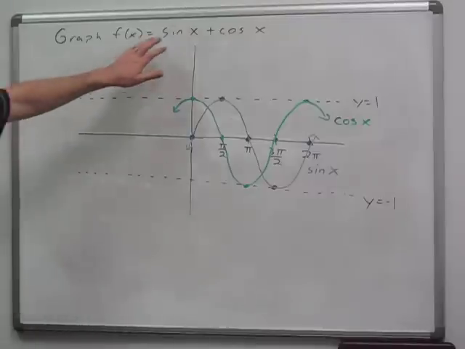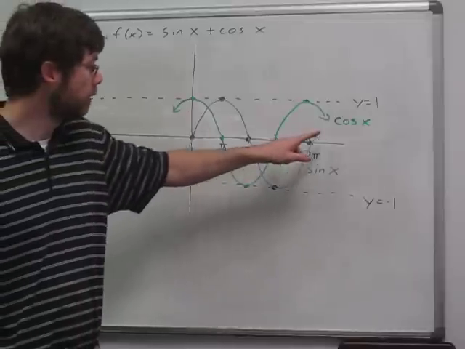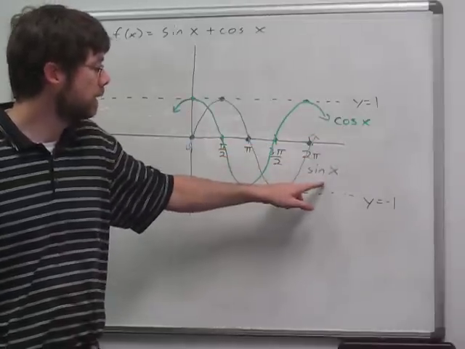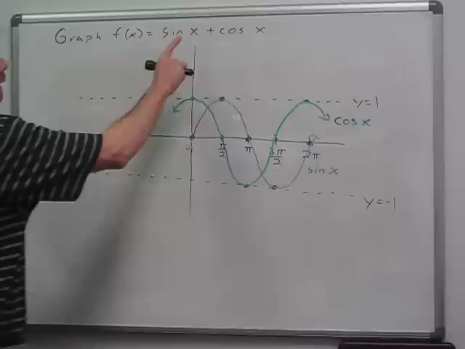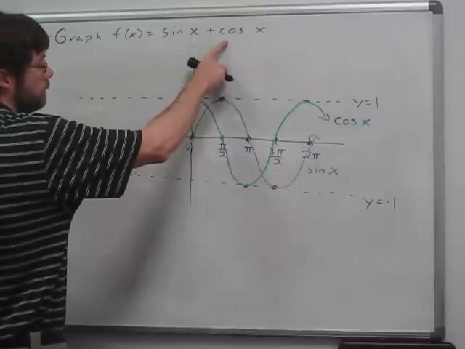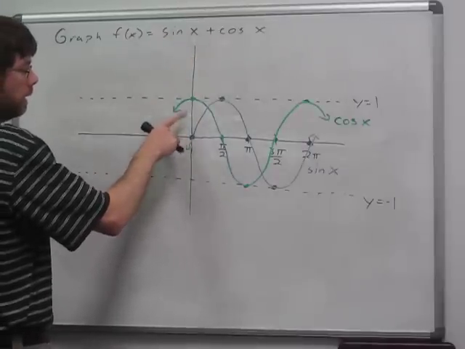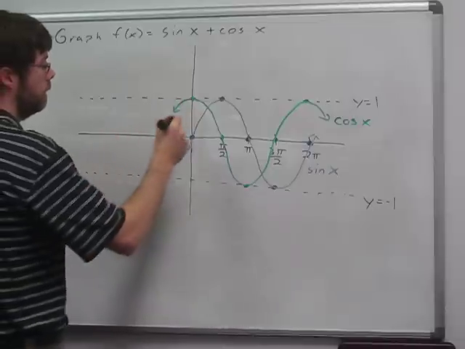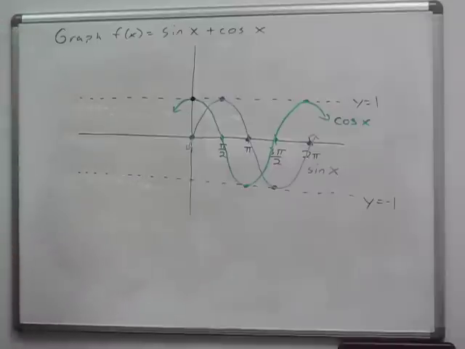I want to graph the sine of x plus cosine of x, and up on the board I've gone ahead and graphed each of these separately. And now I want to think about adding the y coordinates together in order to get the graph of this function. Okay. So at 0, sine is 0, cosine is 1. So those functions added together will give me a value of 1.